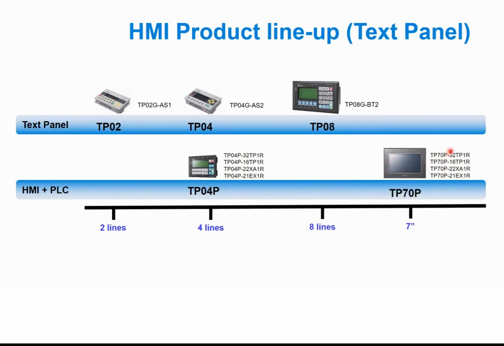And we also have similar ranges, just like TP04, with the one with temperature sensor, the one with load cell sensor, analog input and analog output in this range. So this is our text panel. These are the ranges we have in the text panel.